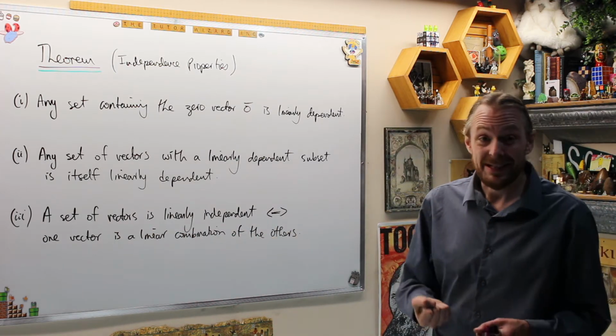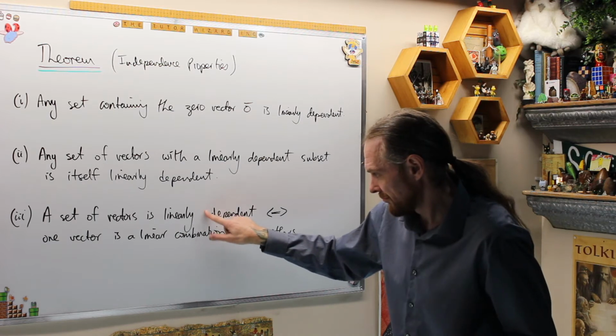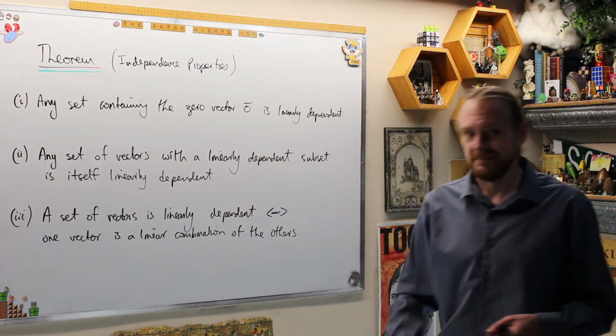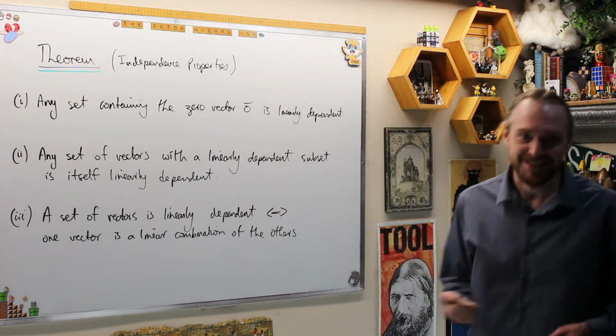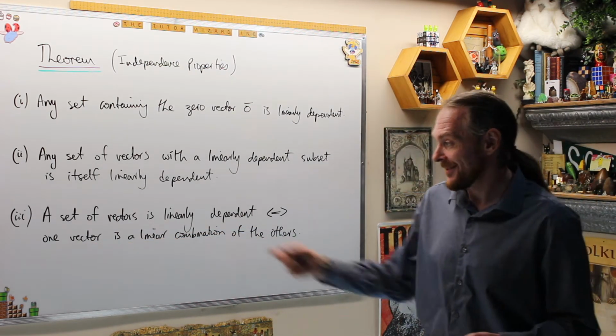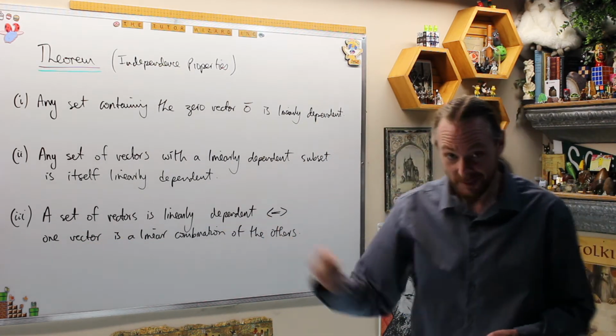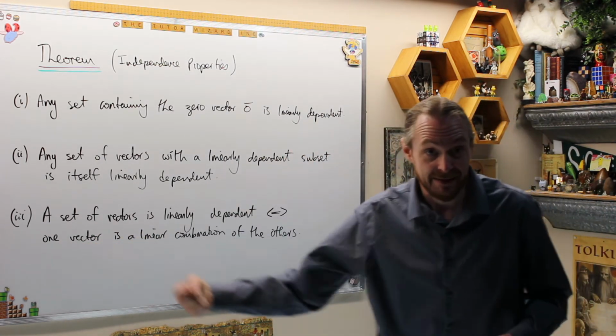A set of vectors is linearly dependent if and only if one of the vectors is a linear combination of the others. That's independence, specifically: I don't want to be able to write one as a combination of the others. That's where we're going to get uniqueness from.